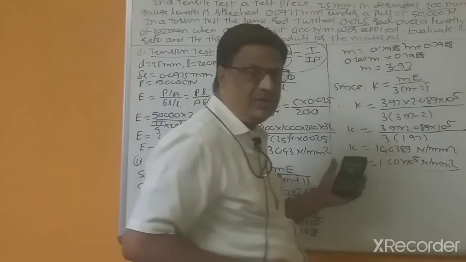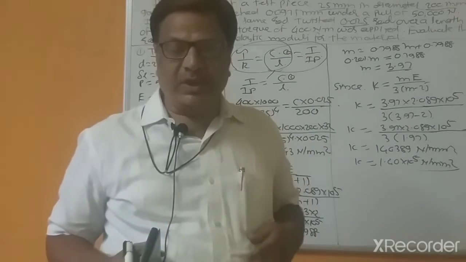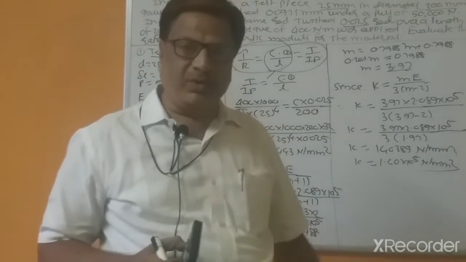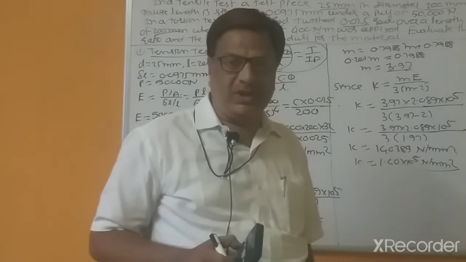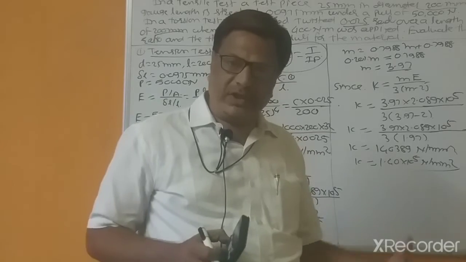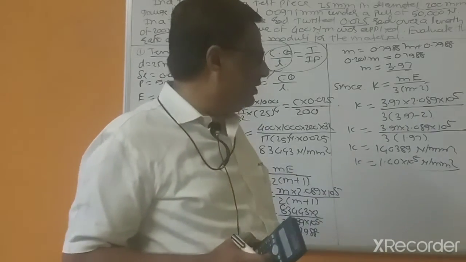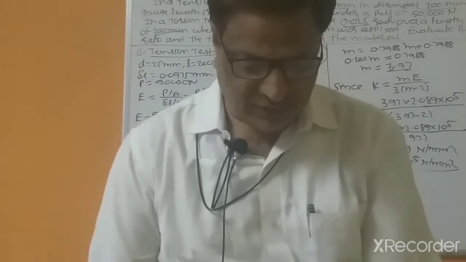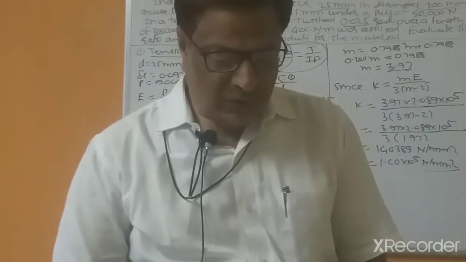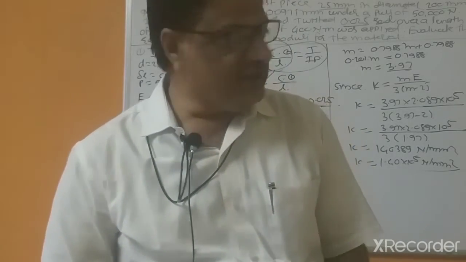So this is correct. So for mild steel, the value of the Young's modulus is near about 2 into 10 to the power 5, and this modulus of rigidity C equal to 80,000, 83,000 or 84,000, and bulk modulus, this is 1.40 into 10 to the power 5 Newton per mm squares. So being a mechanical engineer, you should know these basic values.